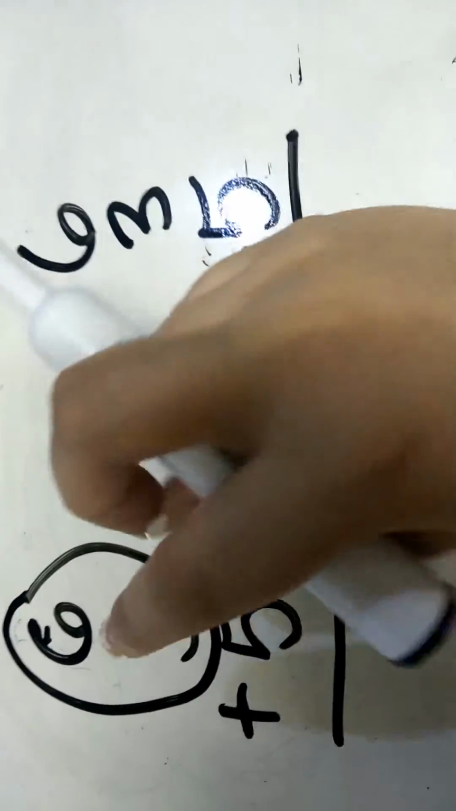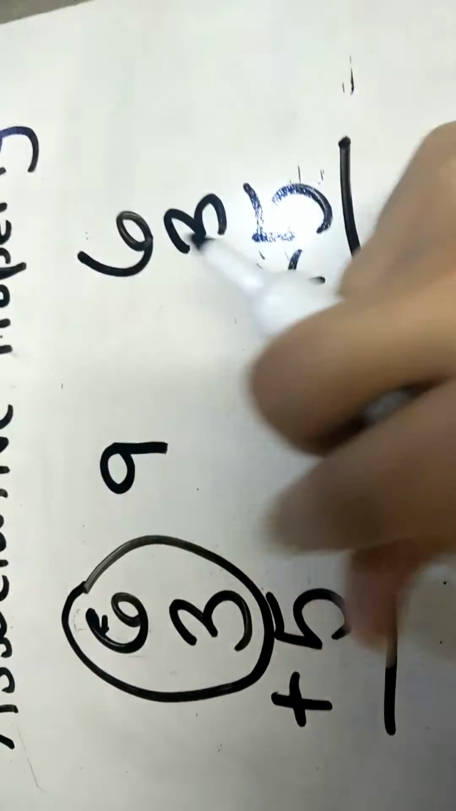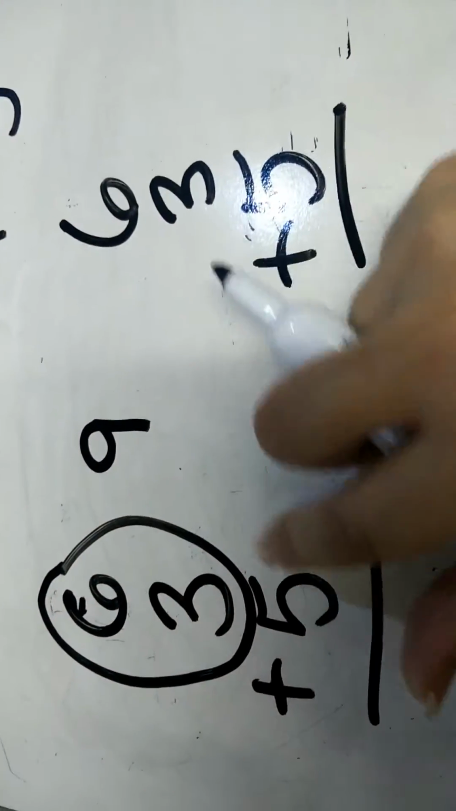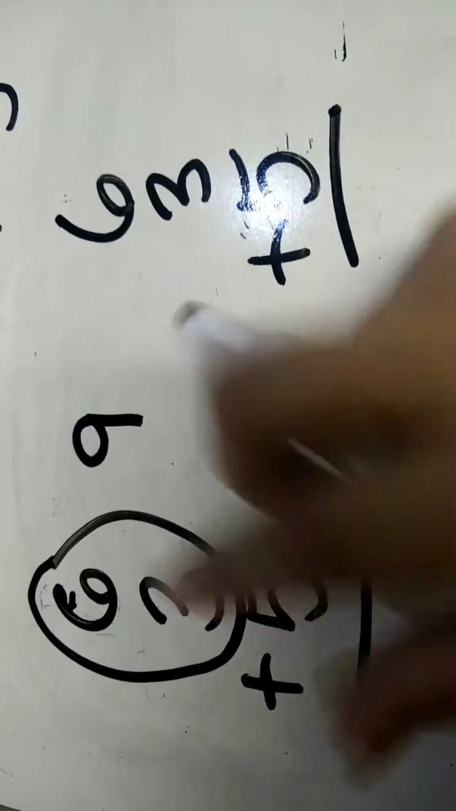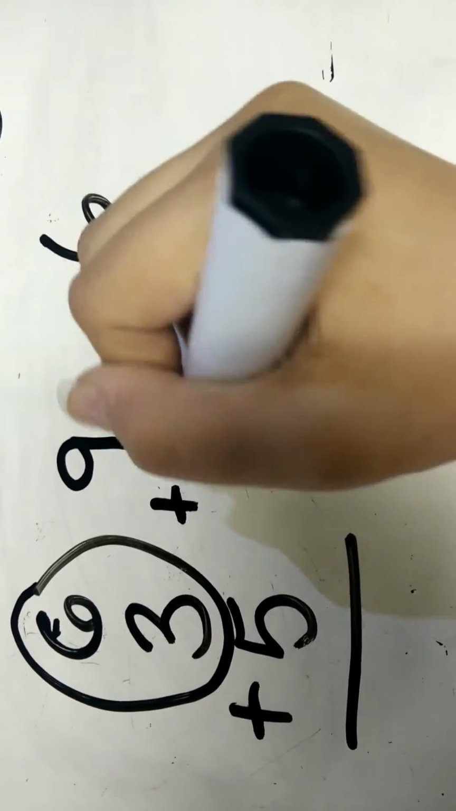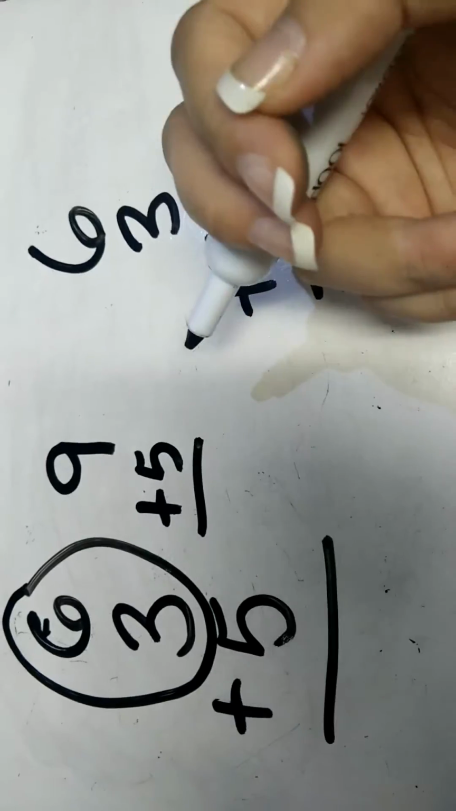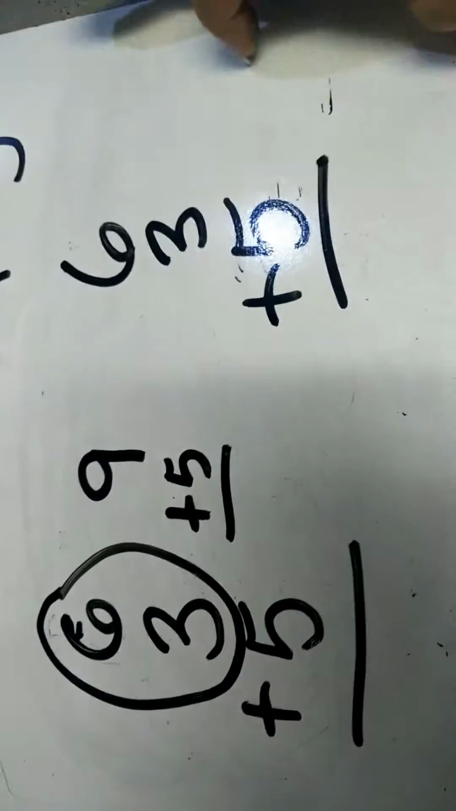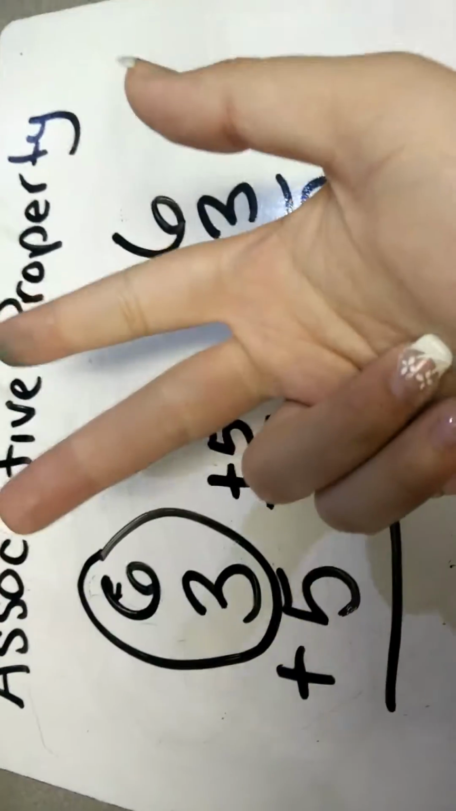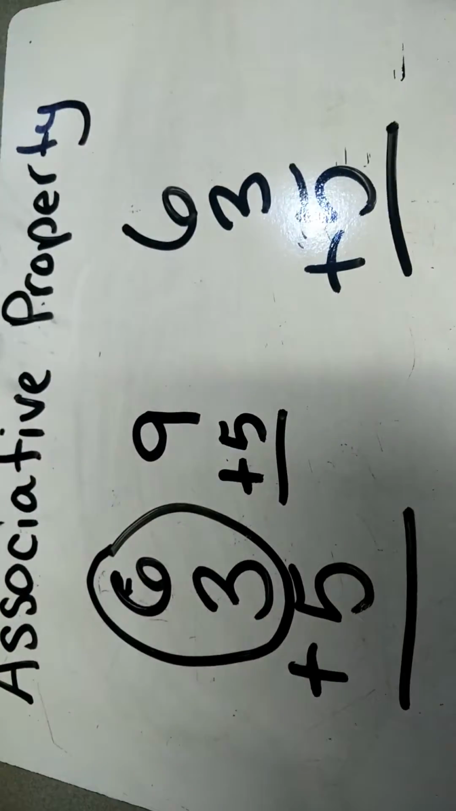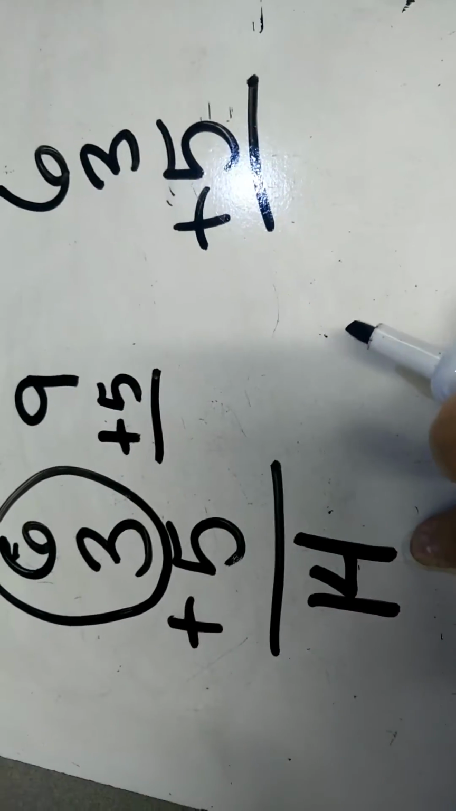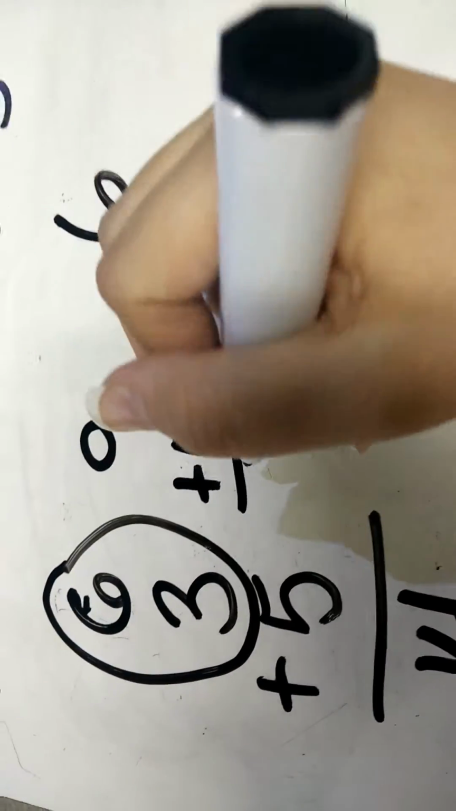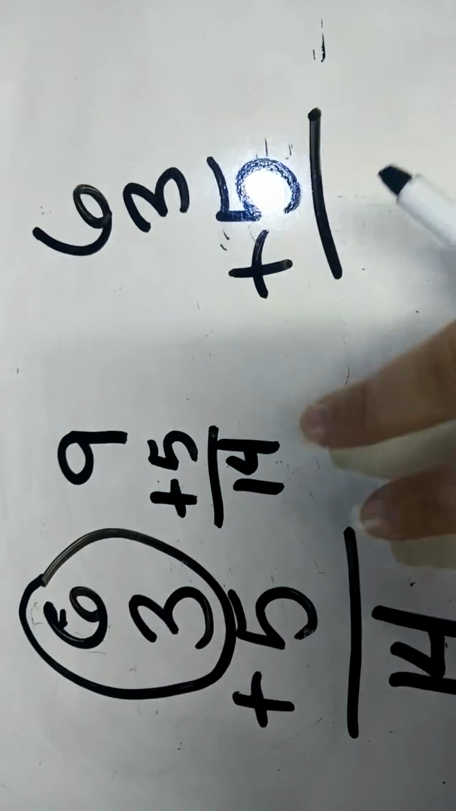So 6 plus 3, 6, 7, 8, 9. That is 9. What did I not use? Let's see. All right, I used my 6, I used my 3. I did not use my 5. So I do need to bring it over here. And now I have to think. 9 plus 5 is what? Well, if I count on 9, 10, 11, 12, 13, 14. 9 plus 5 is 14. And your kids are welcome to write it here, or you can write here, but it's the same thing.